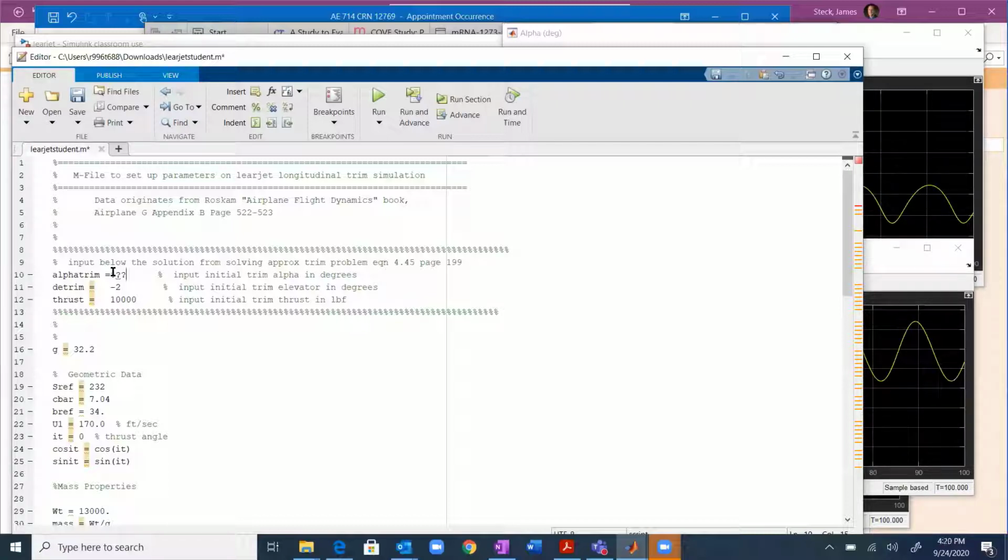Any questions about running that model file or what you're supposed to do with it? Pretty straightforward. Type the 3 numbers in, push the green arrow, and then you'll print out those screens with the scopes.